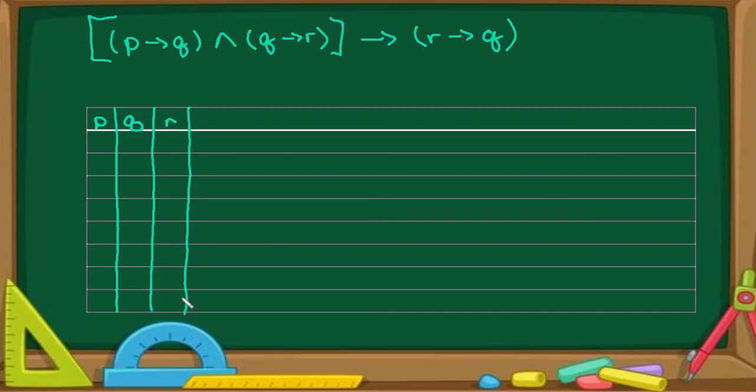P, your first statement, is always going to be four trues followed by four falses. Q is always going to be true, true, false, false, true, true, false, false. So it's two truths, two falses, two truths, two falses. And then the last column is always going to be true, false, true, false, true, false, true, false. So when you're setting up for three statements, you will always start the same way.